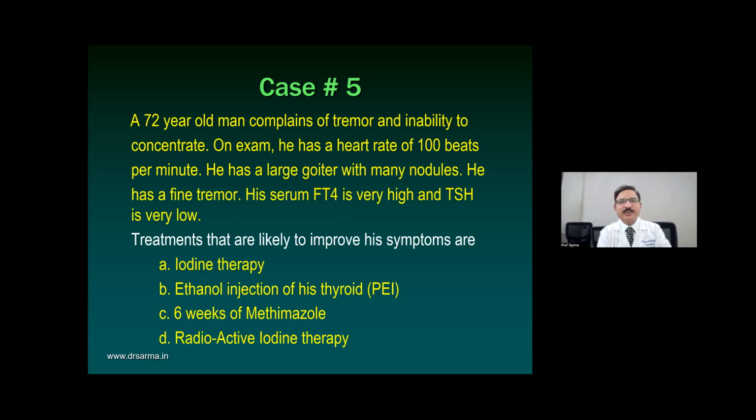On exam, he has a heart rate of 100 beats per minute. He has a large goiter with many nodules. He has a faint tremor. His serum FT4 is very high and TSH is very low. Treatments that are likely to improve. Now we are not asking the diagnosis here. It is very evident. He has multiple nodules, FT4 high, TSH very low, elderly person, and tachycardia, so multinodular goiter. What we are asking is the treatment that is likely to improve. How do you treat multinodular goiter?